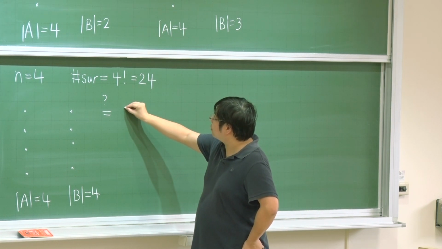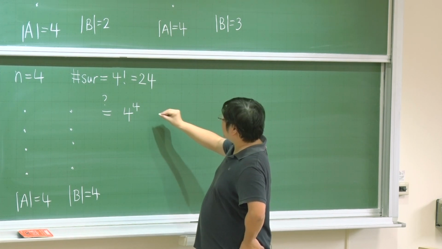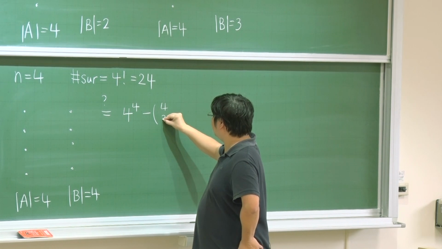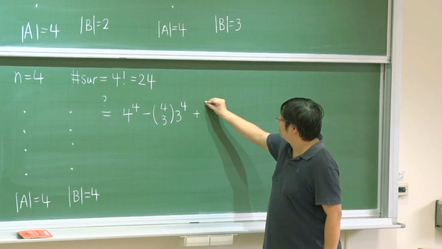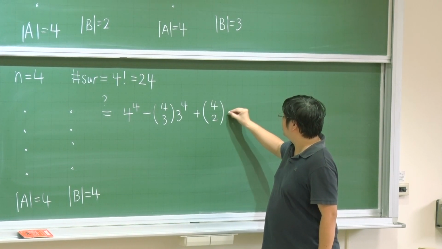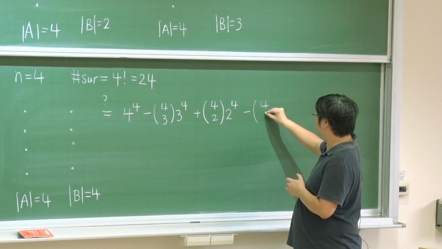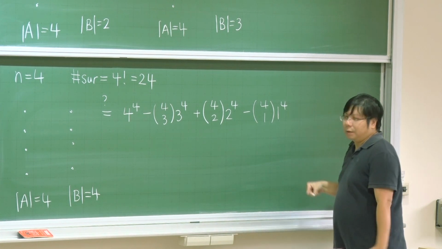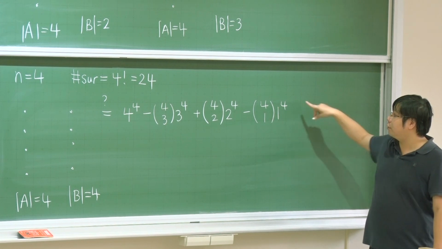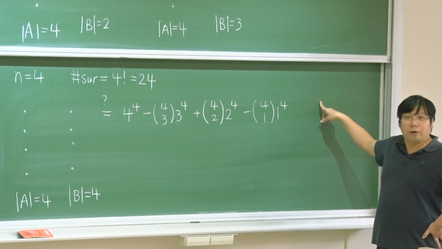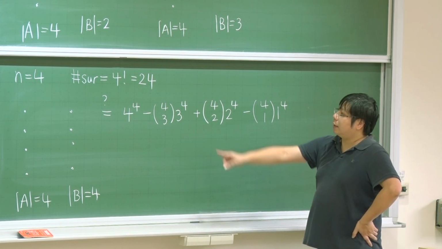So we need to calculate 4 to the power 4, minus 4 choose 3 times 3 to the power 4, and then plus 4 choose 2 times 2 to the power 4, and then minus 4 choose 1 times 1 to the power 4. Actually, in terms of inclusion and exclusion, we should have another term here, 4 choose 0 times 0 to the power 4. But it is 0 to the power anything, so it is 0 and gone. So we don't write it down. Let's double check it.